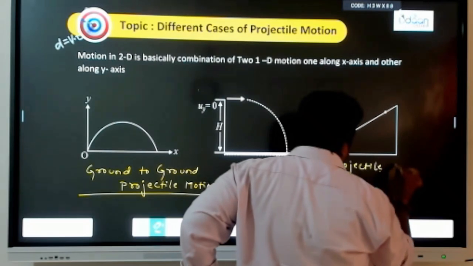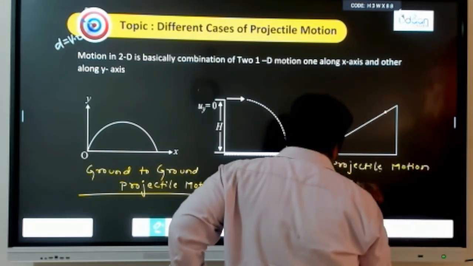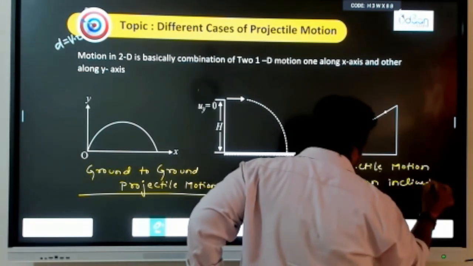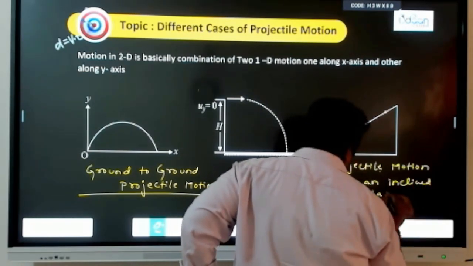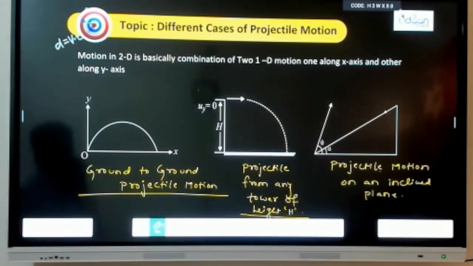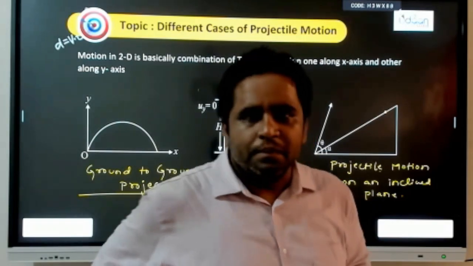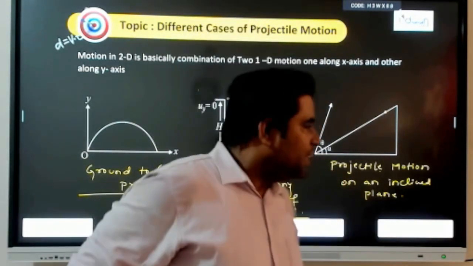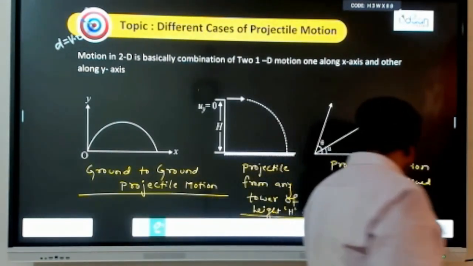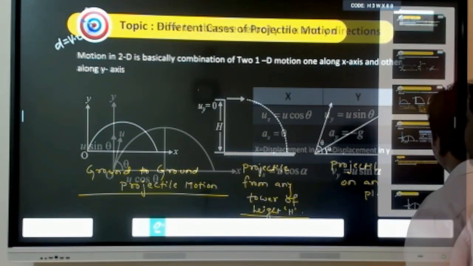Projectile motion on an inclined plane. So these are the three types which we are going to see in the projectile motion part. Understood my point? Depending upon all these conditions, we are going to discuss all these parts in the coming slides. So please have patience and let us move to the next slide.